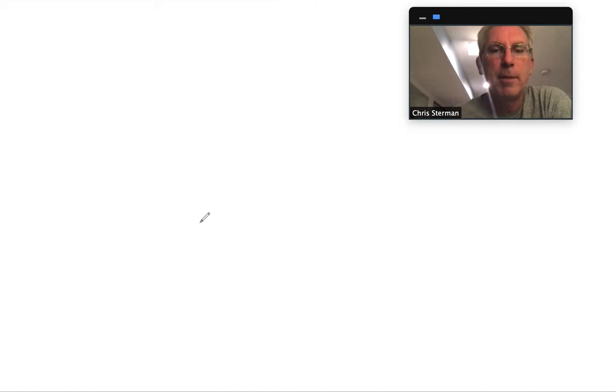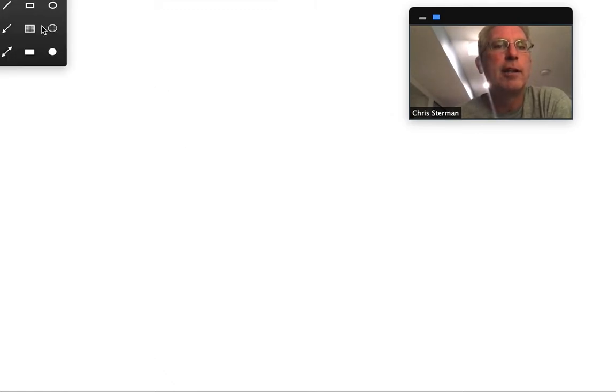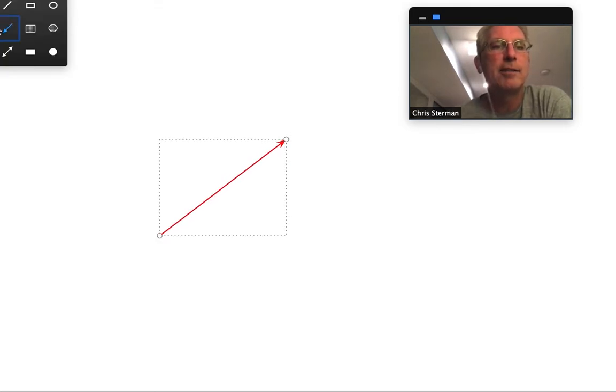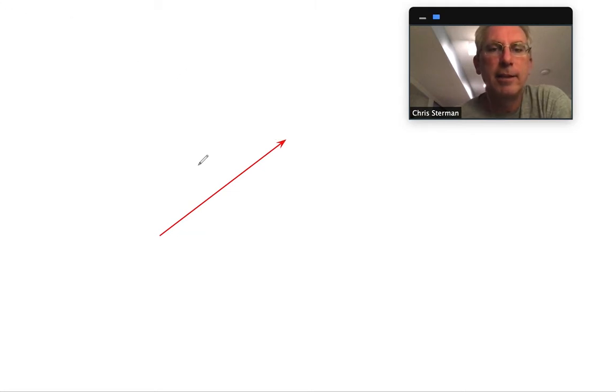Okay, so let me draw out another force here. Let's say here's our force, and I am going to say that this thing is a 5 Newton force. If that's a 5 Newton force, then I can break it into its pieces along the x-axis and the y-axis.